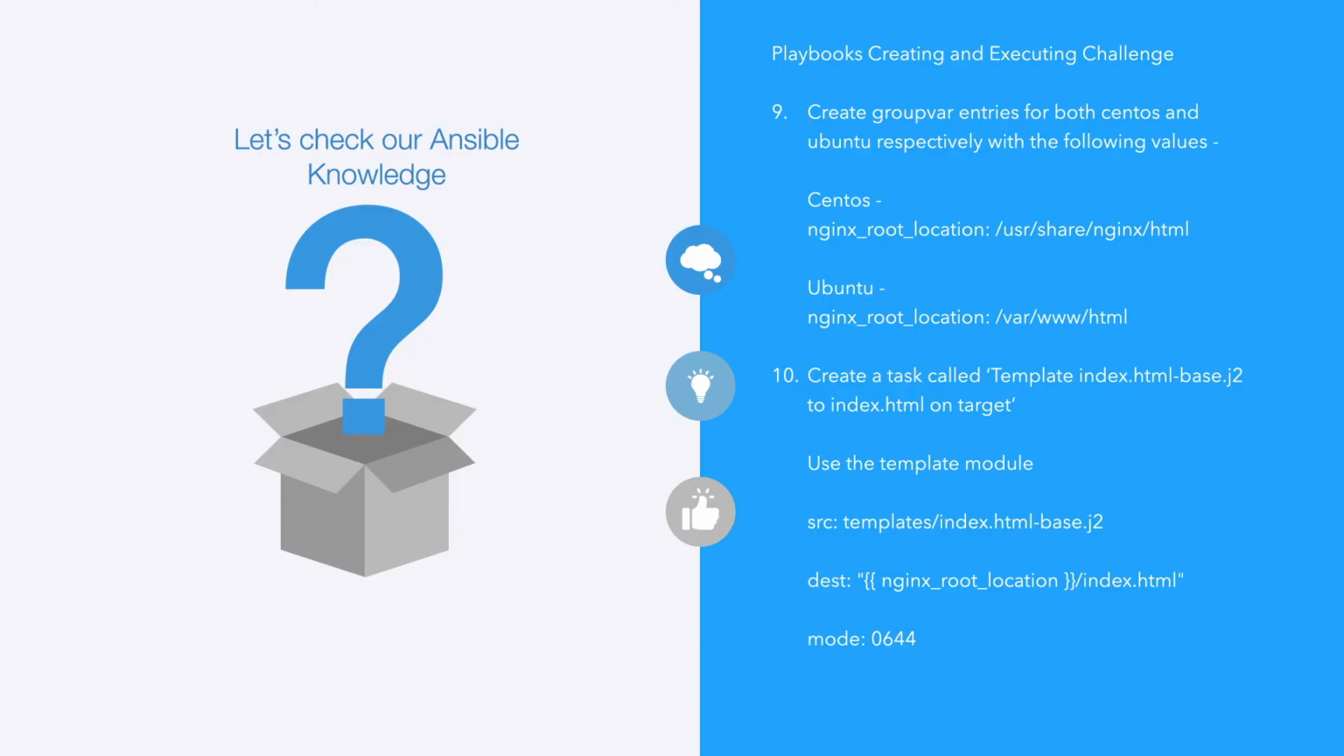Therefore, we're going to make use of group vars to specify a respective value for the website location on both CentOS and Ubuntu. Then we're going to put our Jinja2 template knowledge into play, and we're going to use the template module to overwrite the existing index.html with that of our template. For the destination, we'll be referencing the variable we set in task 9, and the permissions for this will be 0644. Again, pause and try this out, or move into revision 6.